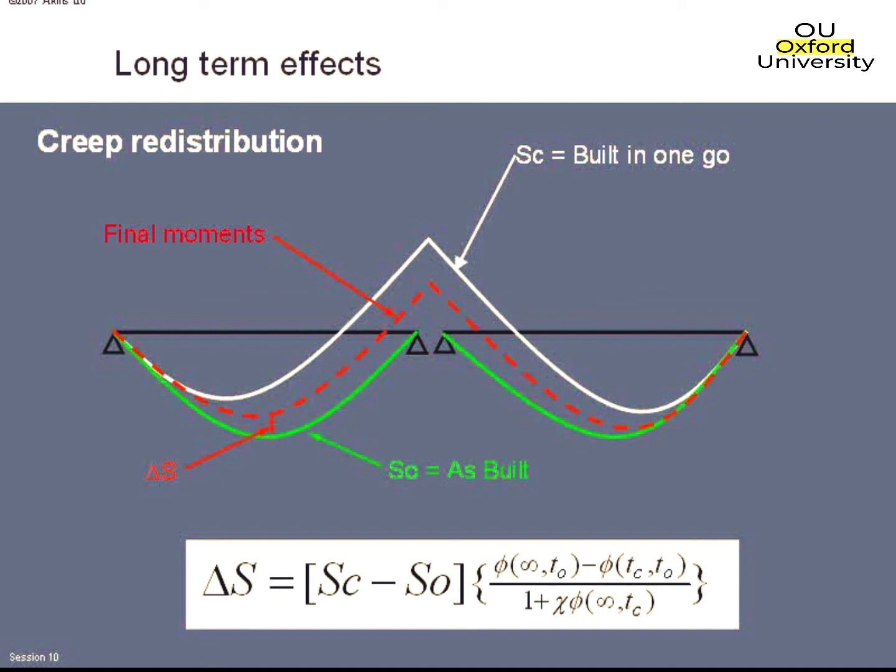The thing with creep redistribution is it doesn't matter at all at the ultimate limit state. You can just forget about it. But at the serviceability limit state, that's actually what's going to happen. So if it produces stresses in places and you ignore it, then you will get cracking.